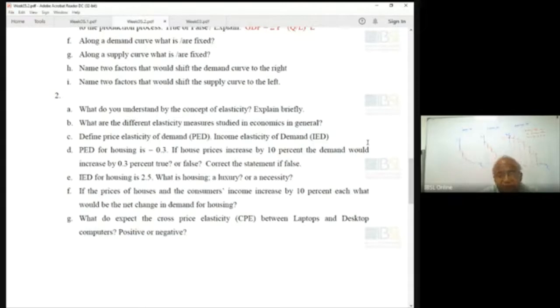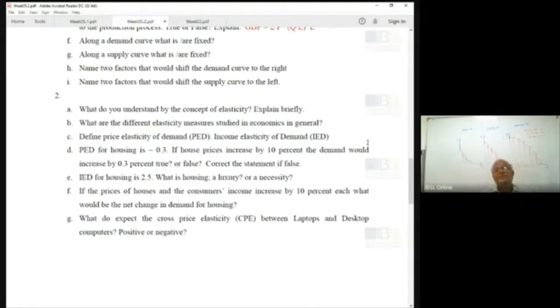Then you have to explain the formula, and you have to give the interpretation, your own opinion, your own view about this price elasticity of demand. So there are two types of questions. Define: what do you understand? Define: what do you mean? What do you understand? Most of the paper. Two different types. Define means a specific, correct answer should be there.